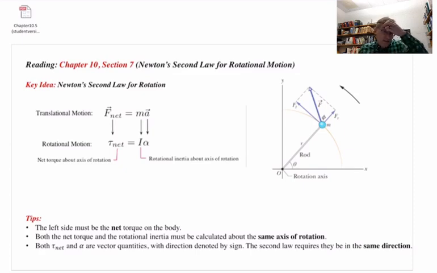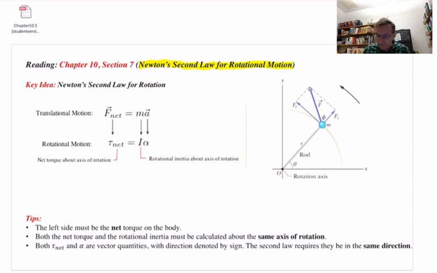Hello again. This is video lecture 10.5, and the topic of discussion is Chapter 10, Section 7, in which we're going to introduce a new version of Newton's second law. Certainly a very helpful and powerful tool in studying motion, and we're going to introduce a version of Newton's second law that we can apply to this chapter, Chapter 10, where we have a rigid body rotating about a fixed axis. We want Newton's second law for rotational motion.